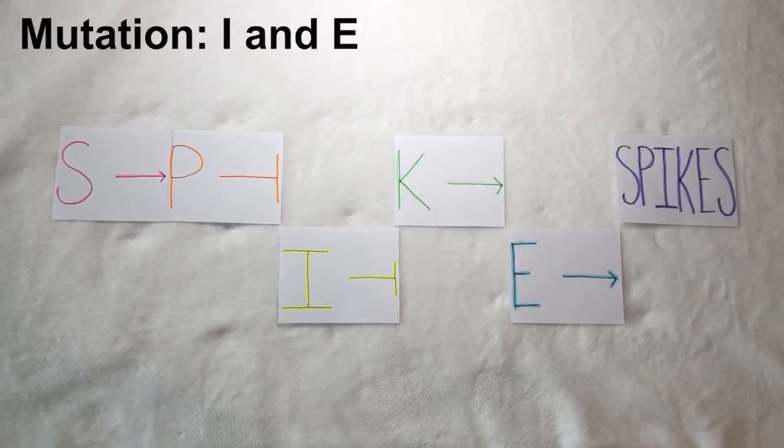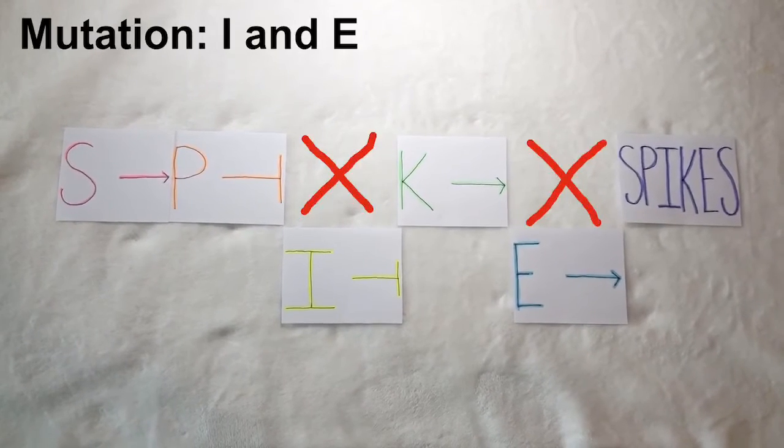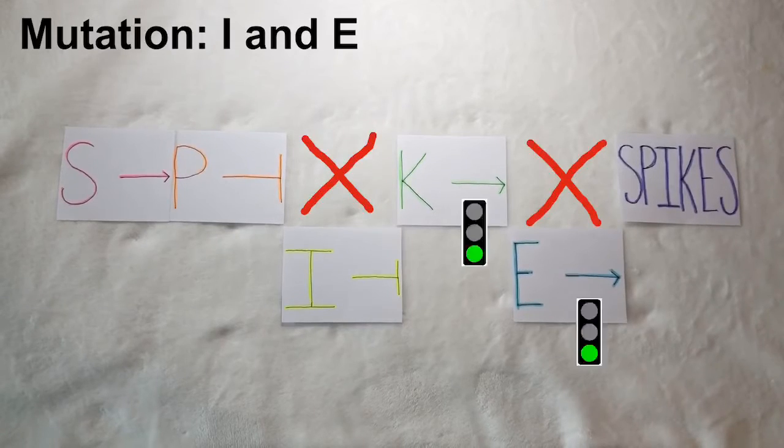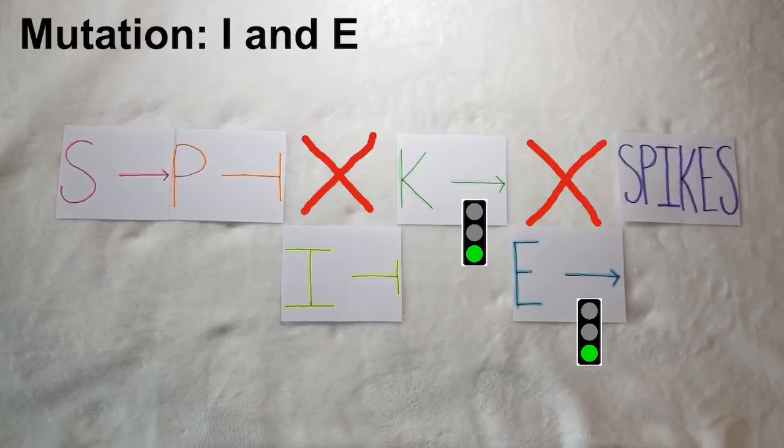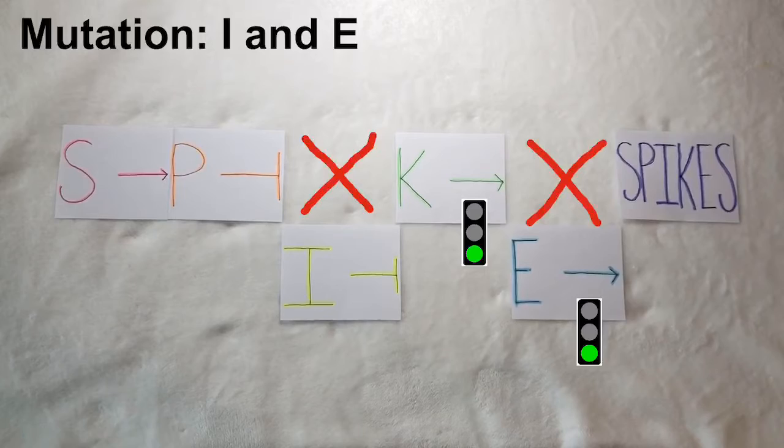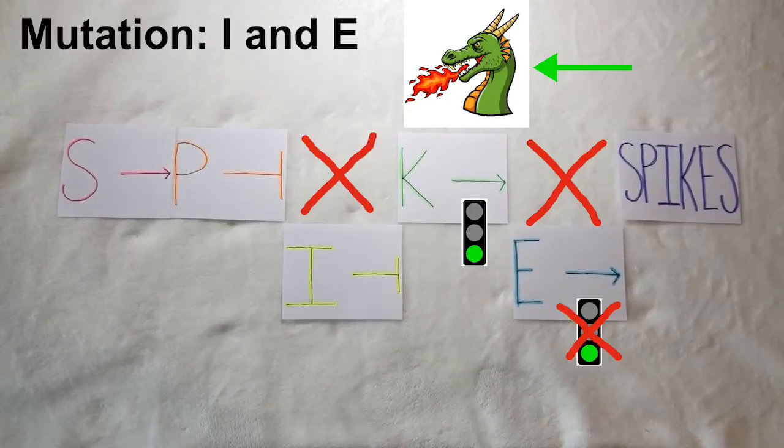Here's a mutation that's a little more complicated and eliminates I and E. As stated earlier, our goal is to have E stimulate the production of spikes. Therefore, regardless if I is mutated or not, if there is no E to stimulate, then spikes cannot be produced.